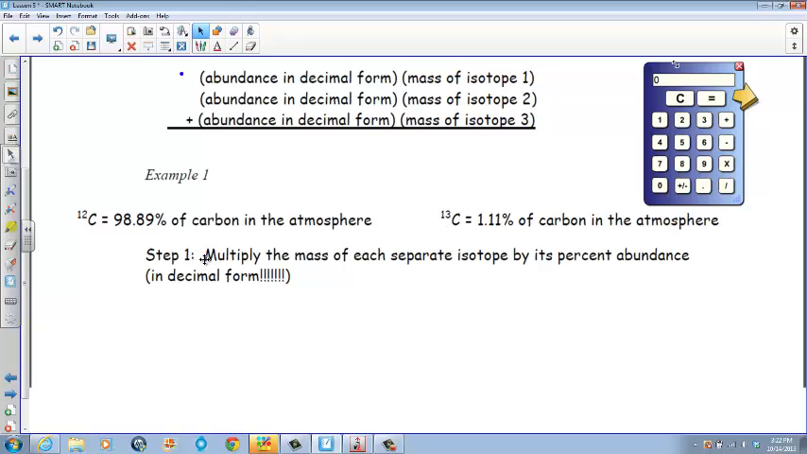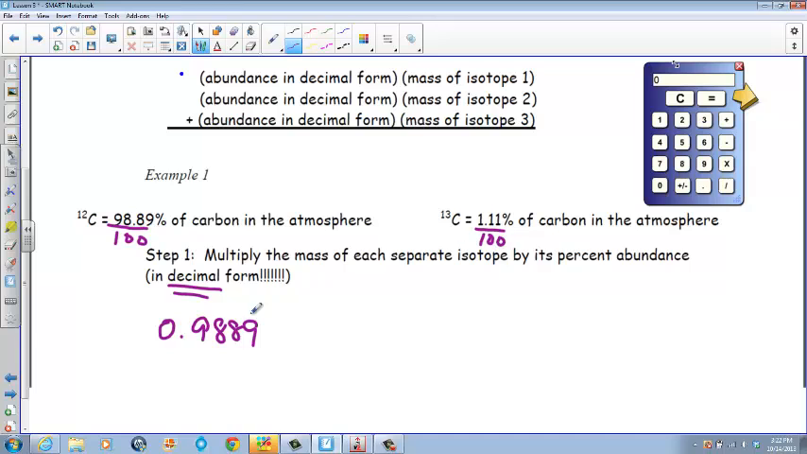So the first step is to multiply the mass of each separate isotope by its percent abundance in decimal form. This is really, really important, because if we leave it in percentages, we're going to end up with a completely different number. So first, let's take the abundance. We have 0.9889. What I did was I converted this to decimal. So you're going to divide by 100. And same thing here, divide by 100 to convert to a decimal.